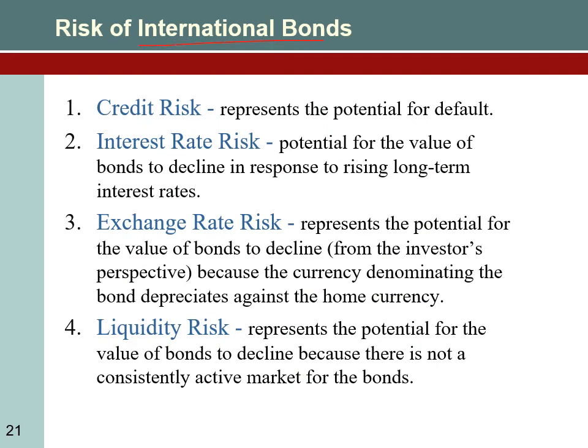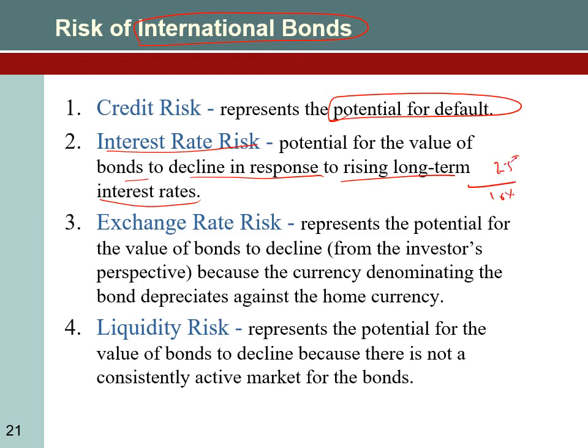Okay, now the risk of international bond. Number one is credit risk. Credit risk represents the potential risk for default. Interest rate risk is the potential for the value of a bond to decline in response to rising long-term interest rates, right? You lock your money for 10 years at 2.5%, but after 2 years the interest rate goes to 6%, and you have locked your money for 10 years at 2.5%. You could have earned this 6% if you had not lent that money. This is called interest rate risk. Credit risk is that the company is not able to pay me the principal amount that I paid him, right?